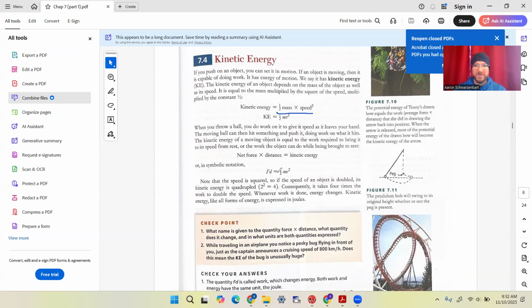So work can equal a change in kinetic energy. It can be net force times distance. But the key thing with kinetic energy is that it is about energy of motion. The more mass you have, the more energy of motion you have, but also the more speed you have. Those are very important, and it's going to lead us into this idea of conservation of energy.